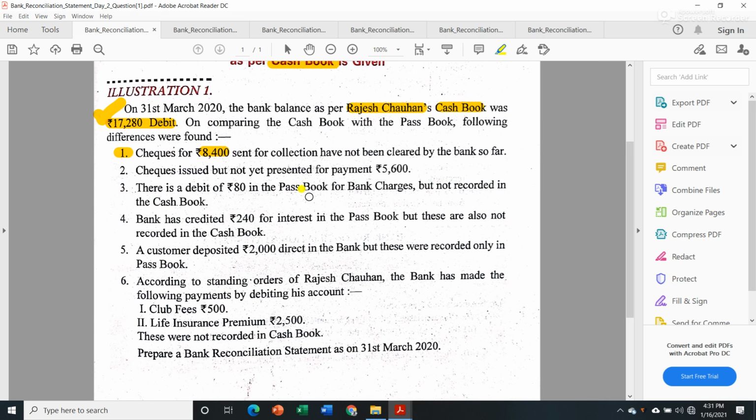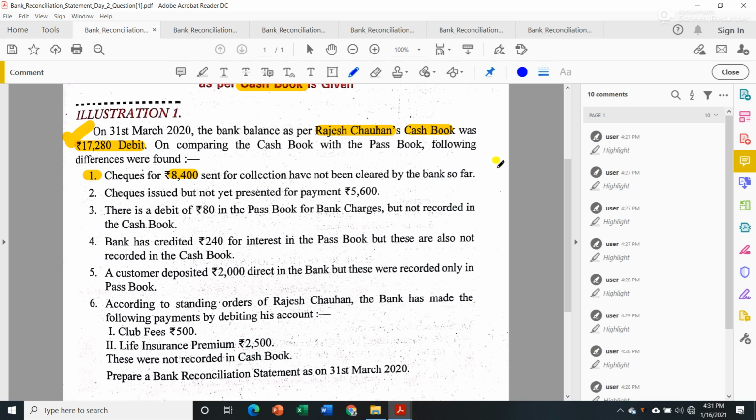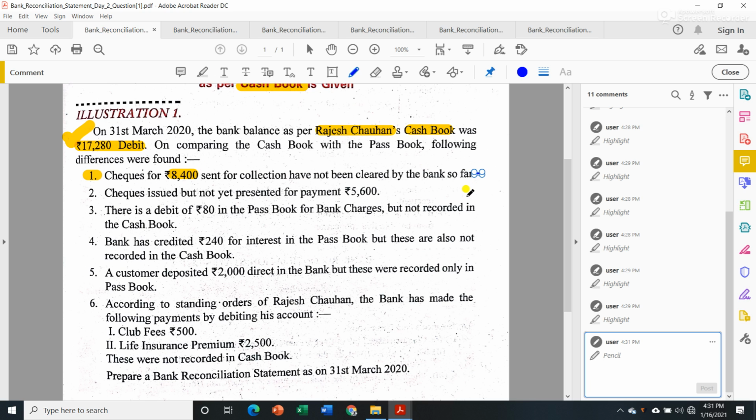Then next, another way is that you can just read these sentences and write plus or minus on the side of each transaction, so that at the last you can easily prepare your bank reconciliation statement. Now let us do that method. Now we know that this will come in the minus column. Okay, now checks issued but not yet presented for payment.